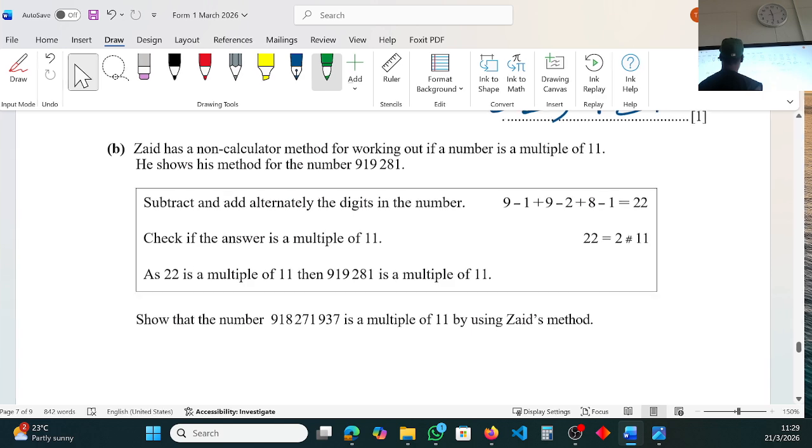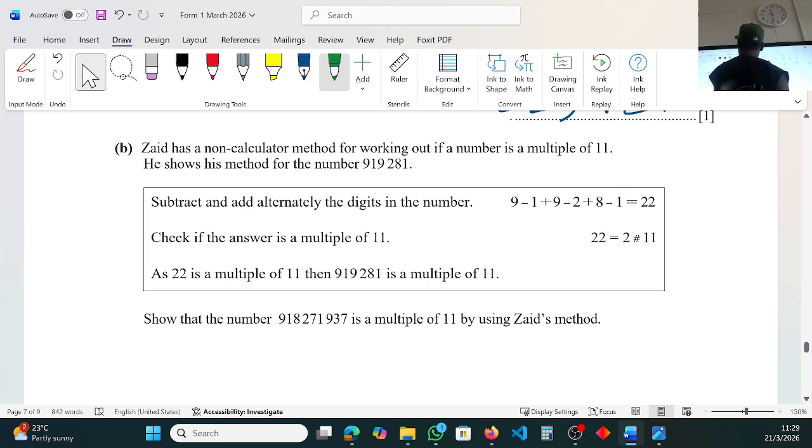Then Z has a non-calculator method of working out if a number is a multiple of 11. He shows this method for the number 919281, in other words, 919,281. Subtract and add alternate digits in the number. So there we start with 9, we subtract, we add, and so on. When we find the sum, it looks like the sum that we get here is 22. And 22 is a multiple of 11. So his method works, that number should also be a multiple of 11 because it's divisible by 22.